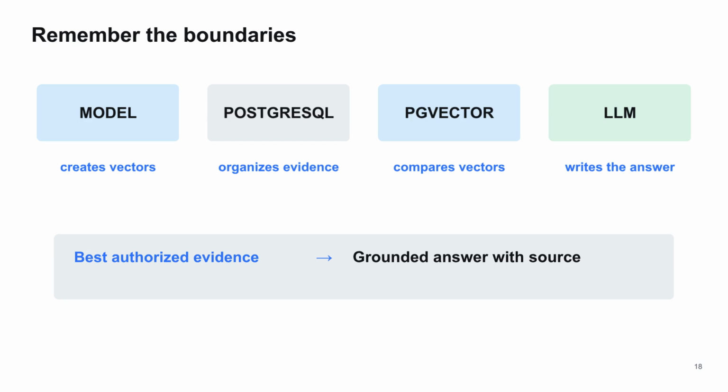Remember the boundaries. The embedding model creates vectors. PostgreSQL organizes evidence. pgvector compares vectors. The language model writes from the retrieved evidence. A trustworthy system retrieves the best authorized evidence, protects access, and measures quality.